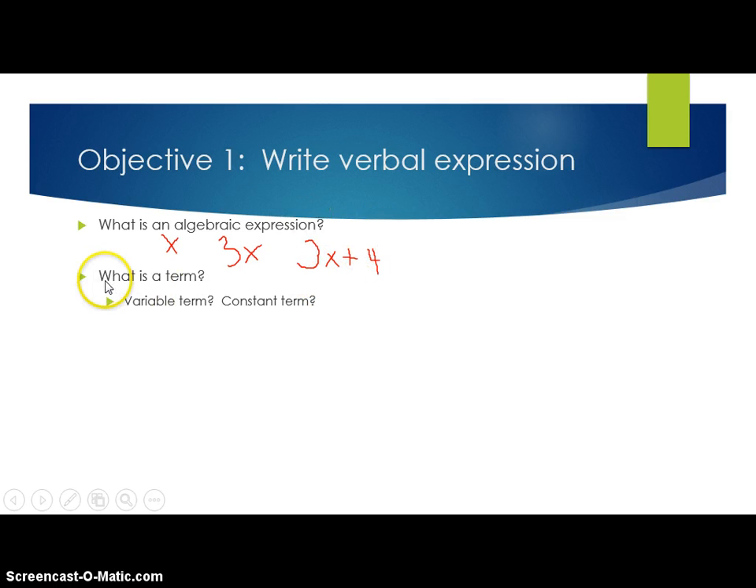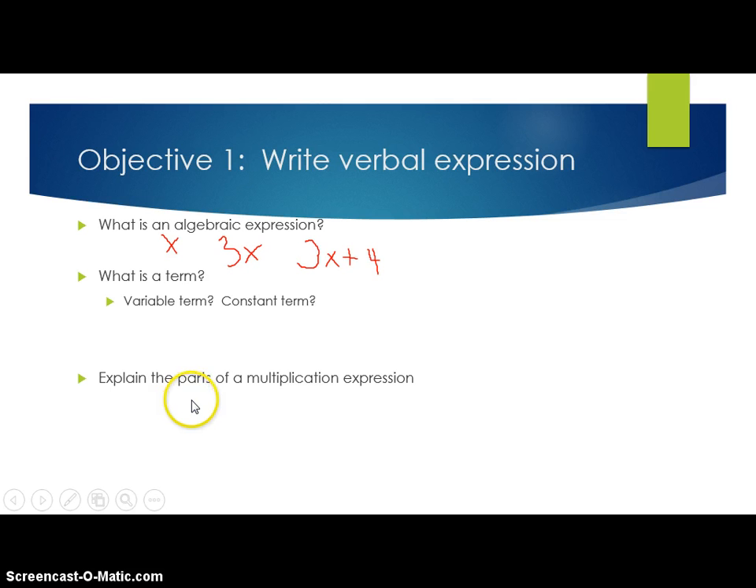So a term is anything, a variable and a constant, connected by either multiplication or division. Again, it could be x, it could be 4x, it could be x over 4. That is one term. A variable term contains a variable. A constant term is just a number. So if we're looking at the number 4 here, that would be a constant term. And explain the parts of a multiplication expression.